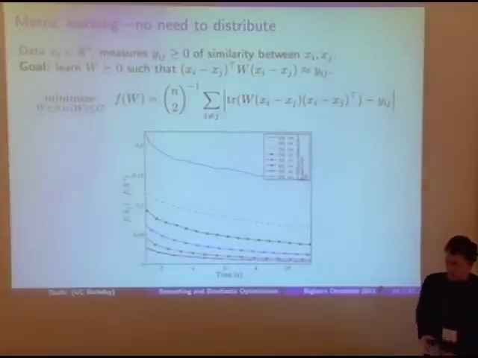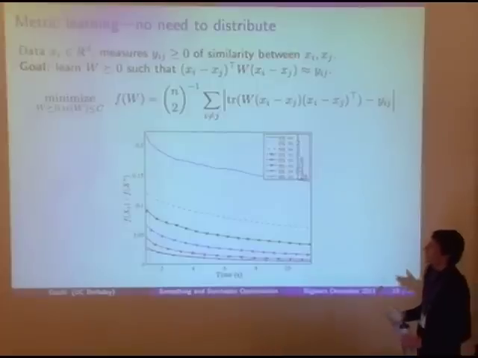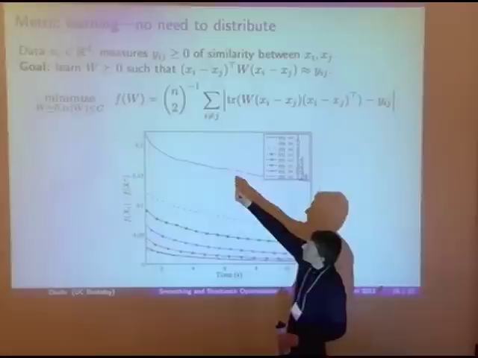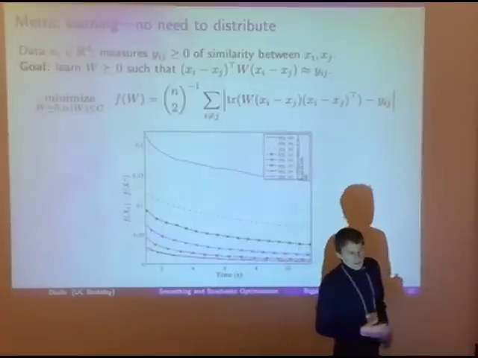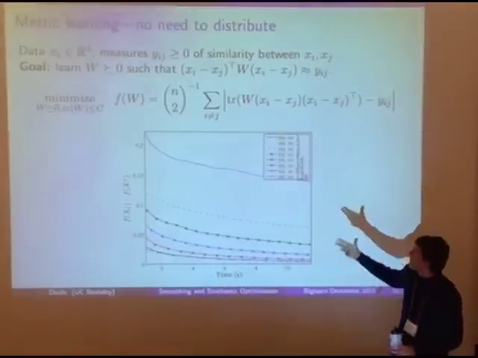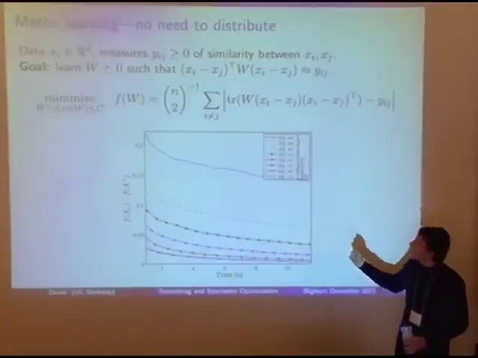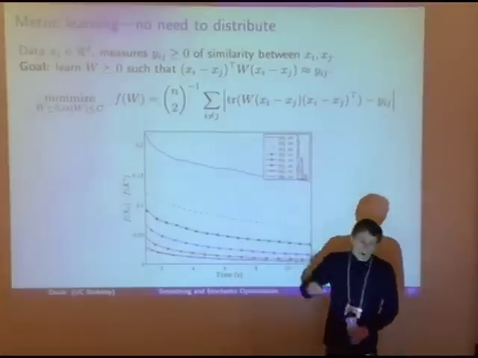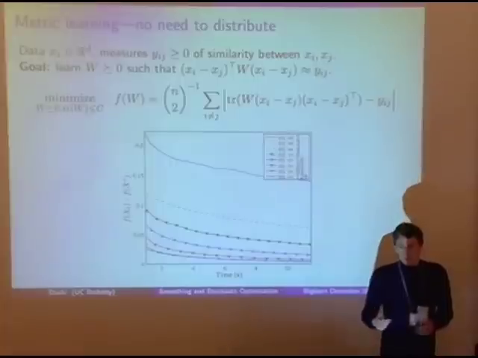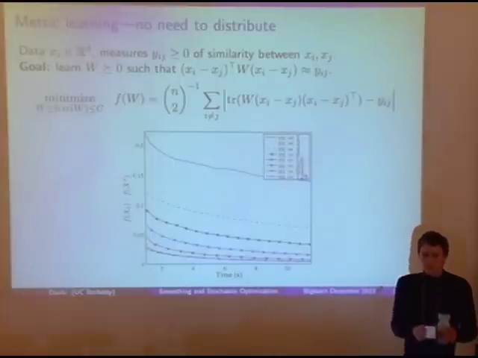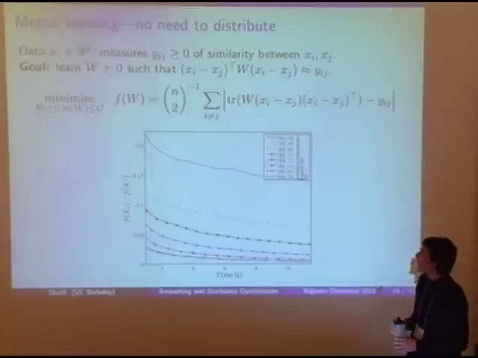In some problems, you can actually get performance benefits without even distributing. For example, if we're doing projected gradient and we have to project to some complicated set, then sometimes it may make sense just to aggregate gradients a lot before projecting. So this is an example of a metric learning problem where we're trying to learn some positive definite matrix so that related points are close together according to the metric we learn.